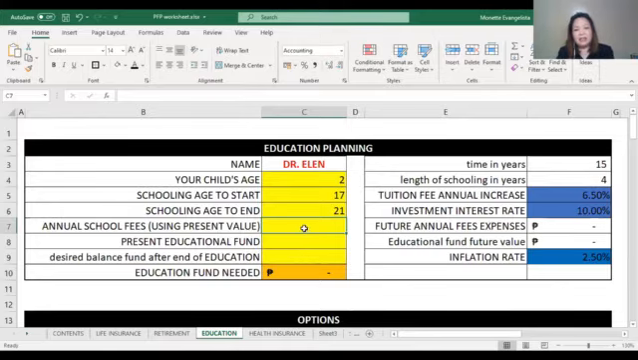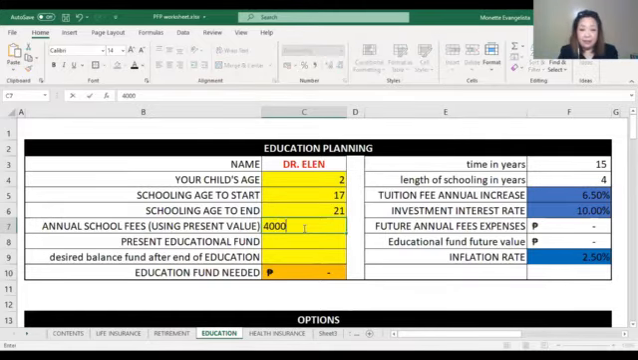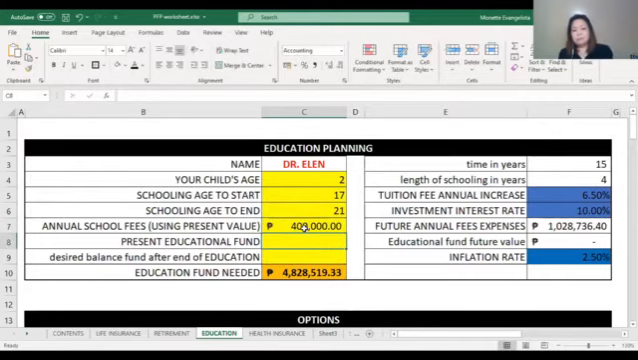Now, I have designed this Excel file such that it's going to show you how much it will cost in the future. So we said a while ago that the annual cost would be around 400,000. So let me just key in the 400,000 there. 400,000 per year. So in fact, in the future, pagdating ng age 17 ni Jacob, yung 400,000 per year, because of inflation na ginamit natin dito, and the tuition fee annual increase average, you will actually need 1 million per school year by the time that Jacob starts schooling. Okay? So Dr. Ellen, yan ang kailangan natin, 1 million per year.